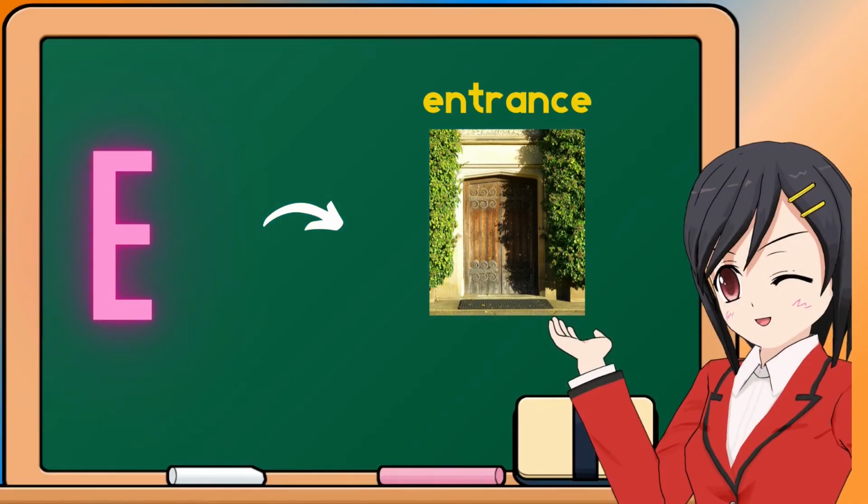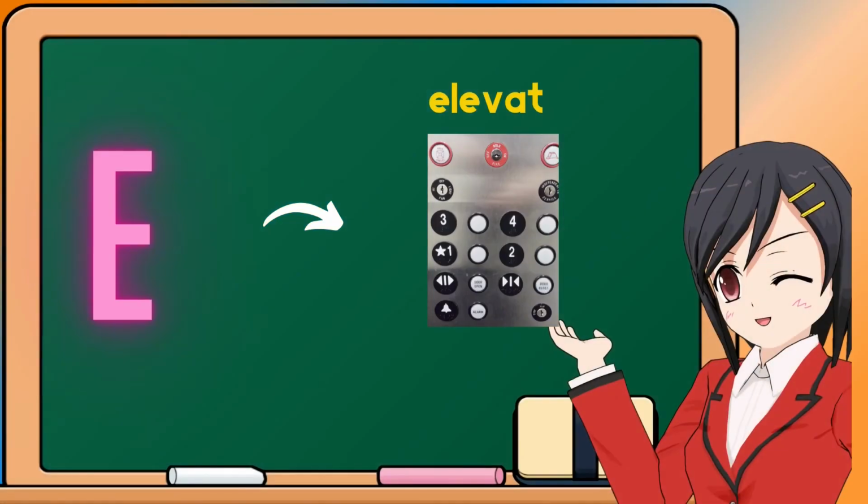E is for entrance. Again, entrance. Repeat after me. E, entrance. E is for elevator. Again, E is for elevator. E, elevator.